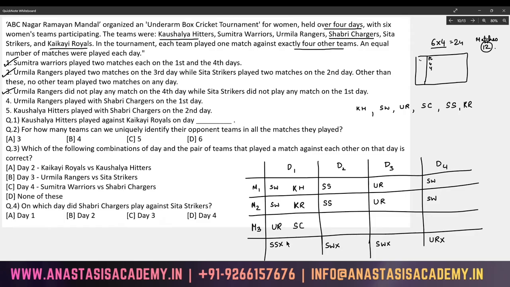Now, this also gives us wonderful insight. Look at this. Sumitra Warriors has played against Kakai Royals and Kaushalya Hitters here. The other 2 teams it will play against, but one of them cannot be Urmila Rangers. So KH and KR are taken care of, SW is itself, UR is not there. So here it has to be SC and SS. The 2 matches for day 4 are also identified.